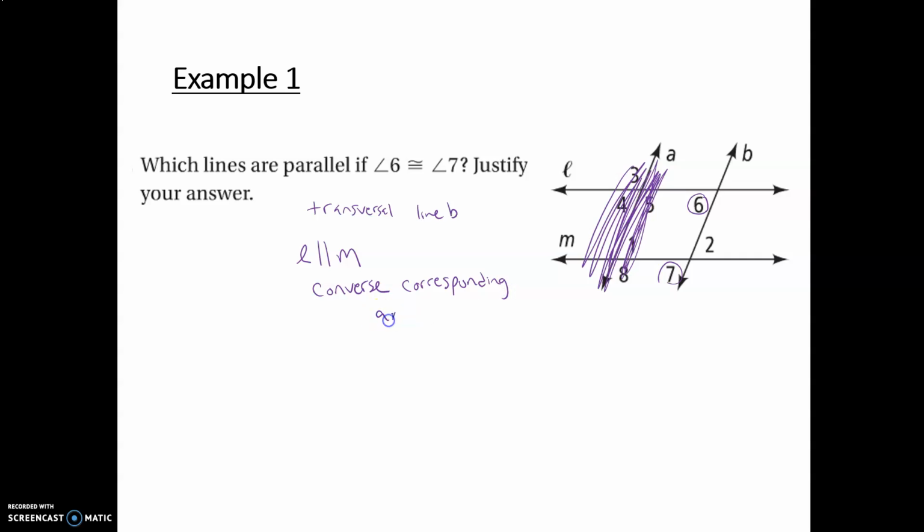Corresponding angles. It's a lot. We'll start shortening this postulate. All right, if corresponding angles are congruent, then yes, our lines are parallel. So definitely cover up the stuff you don't need, and that'll help you say, okay, L and M should be the parallel lines. B is my transversal.